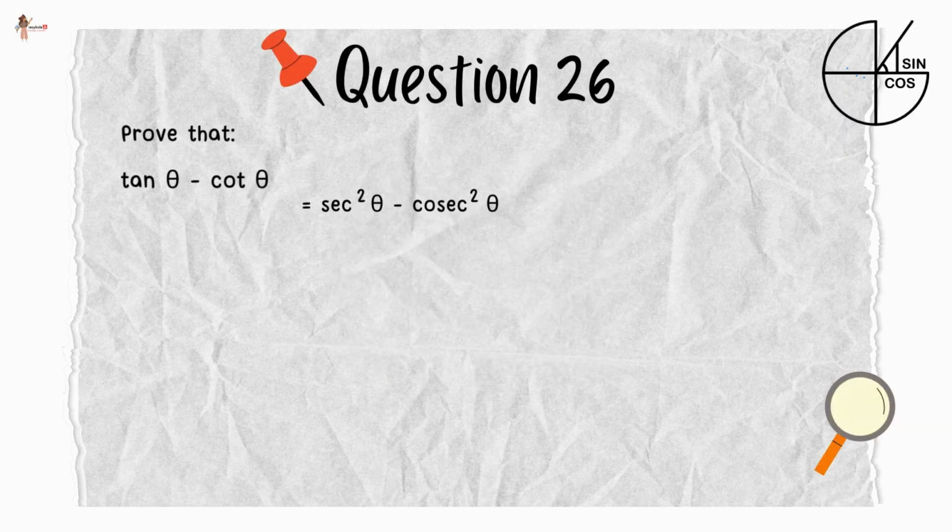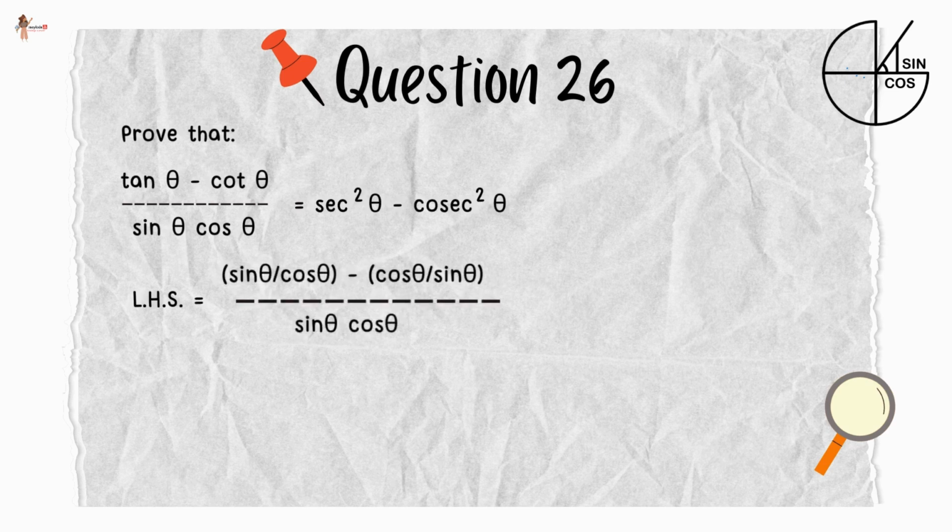We have to prove that (tan theta minus cot theta) upon (sin theta cos theta) is equal to sec square theta minus cosec square theta. Now, tan theta is sin theta upon cos theta and cot theta is cos theta upon sin theta. So we get (sin square theta minus cos square theta) upon (sin square theta cos square theta).